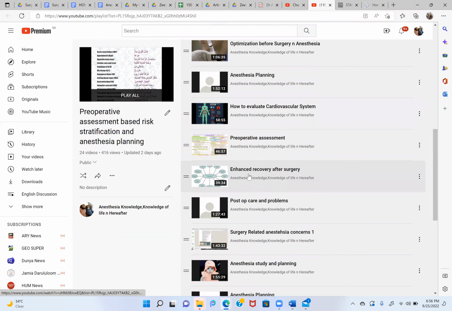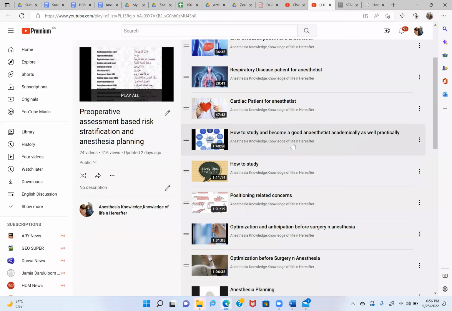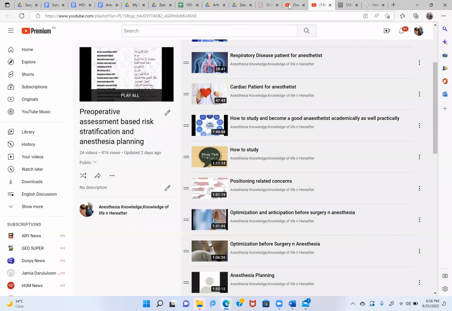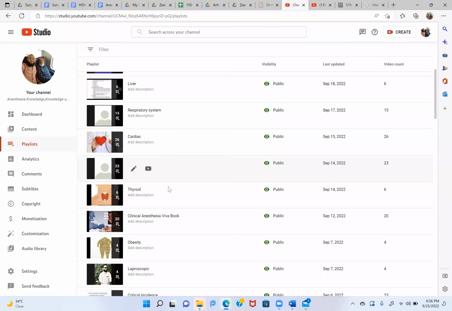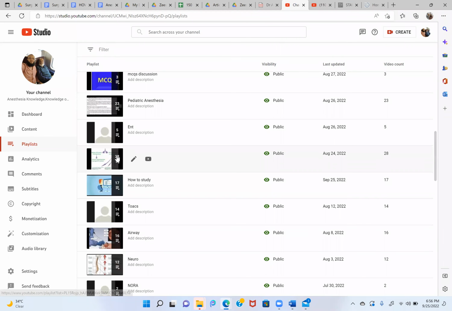So there is a concept of enhanced recovery after surgery, and all the things you will be doing in the pre-operative period. Okay, so I think this should not be in this. Anyways, I don't know how it came here. So this is one thing, and this is related to Gyne Obs. Where is Gyne Obs? Yes.